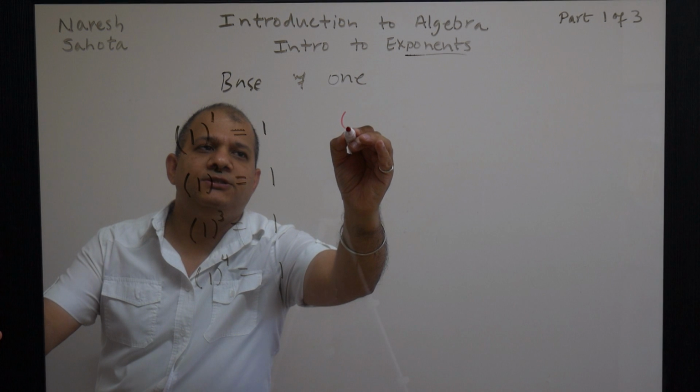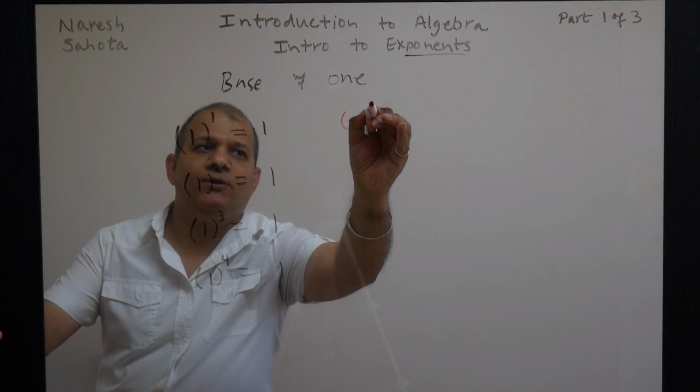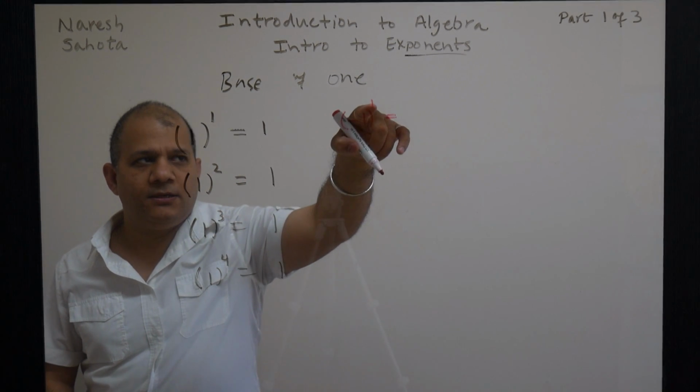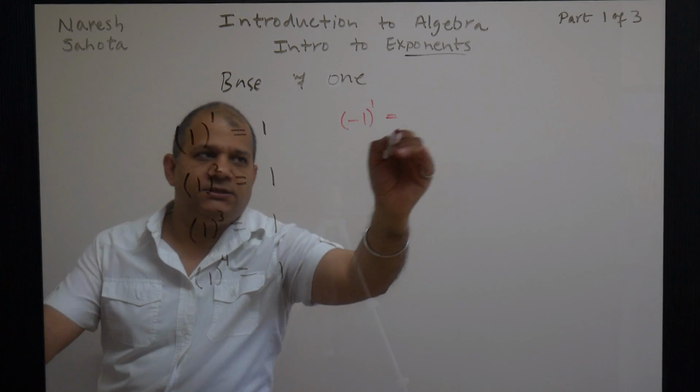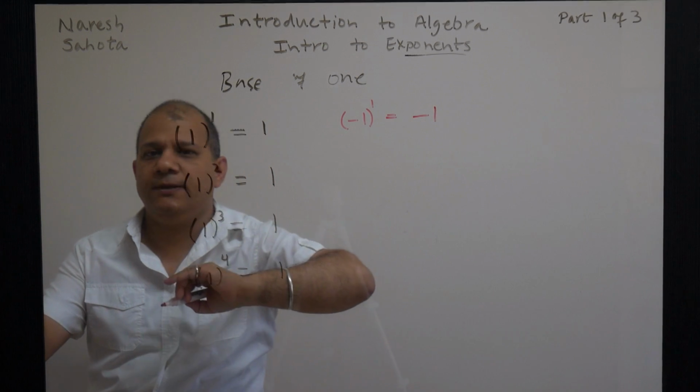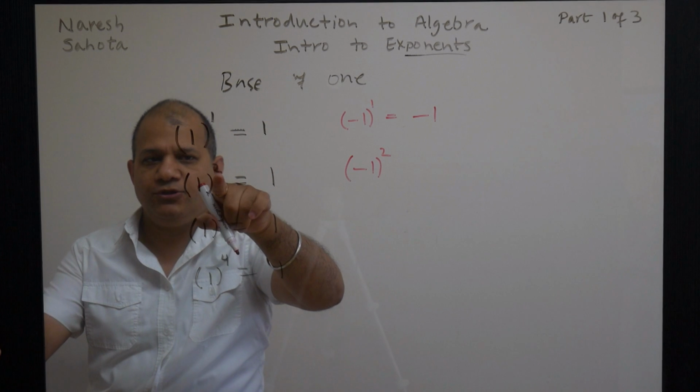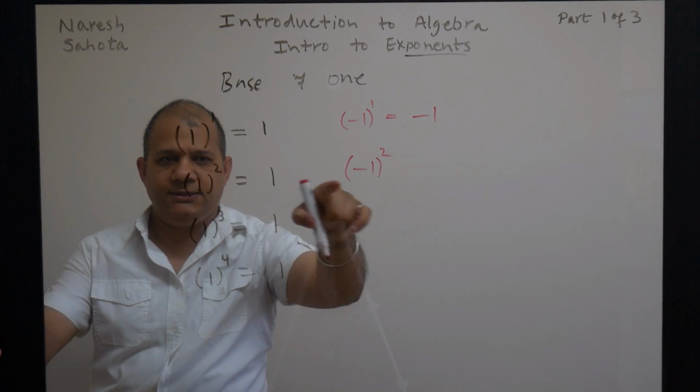So where it's going to be different, what I want to show you now is, what if I had a base of negative 1? So negative 1 raised to the exponent 1. So here I'm multiplying the base negative 1 once. So the answer is negative 1. Let's do the next question. Negative 1 raised to the exponent 2, right? So you can see I'm comparing these.